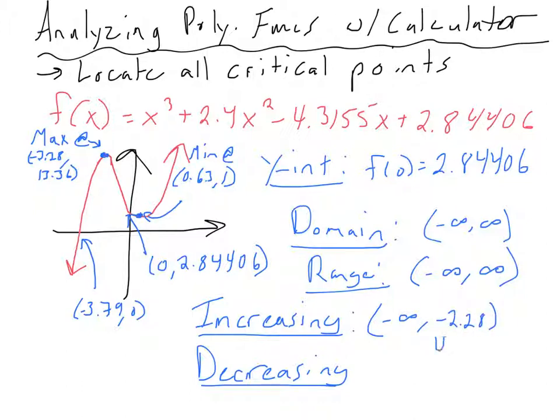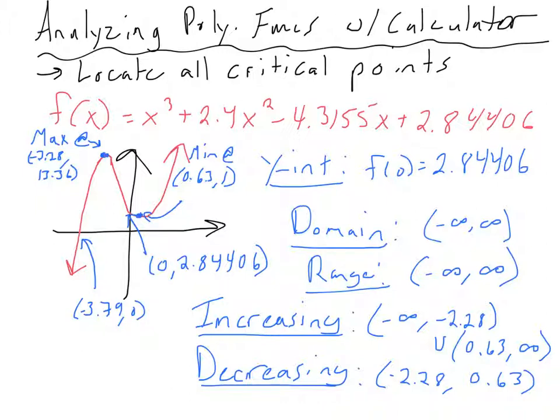And then I'm going to union that with the other interval that it's increasing. It's decreasing from here to this other turning point. And then from negative 0.63 off to positive infinity, it's also increasing. So I'm going to union these two. So negative 0.63 to positive infinity, it is also increasing. And the only interval over which it's decreasing is in between there, from negative 2.28 to negative 0.63. Okay, so we can answer domain, range, increasing, decreasing.